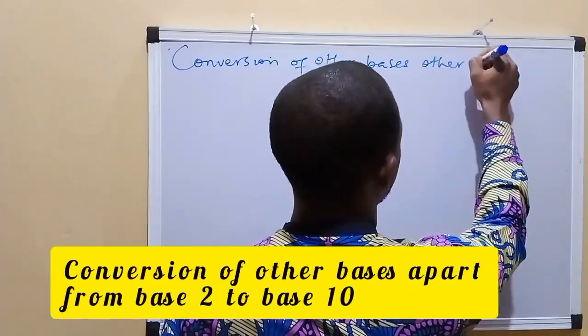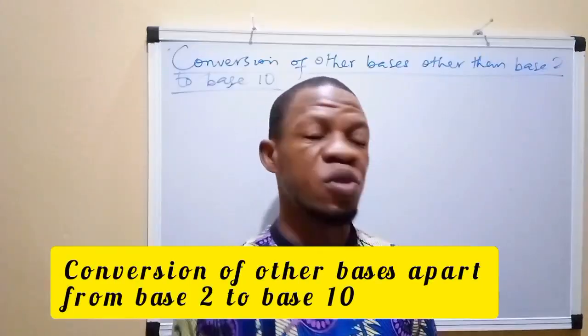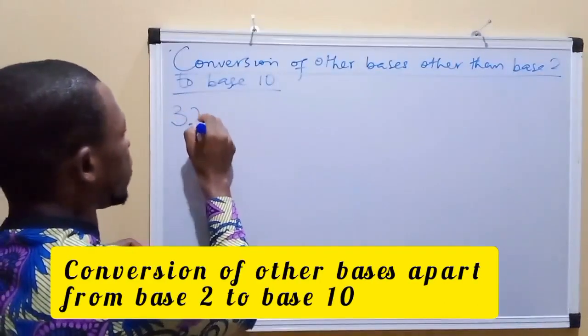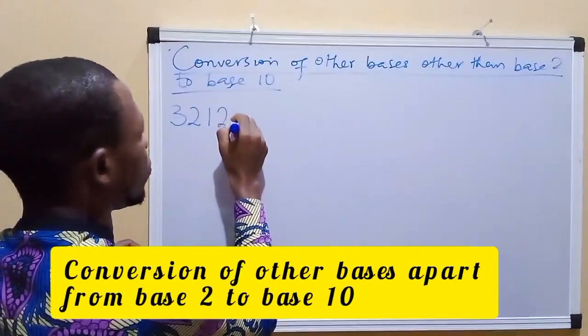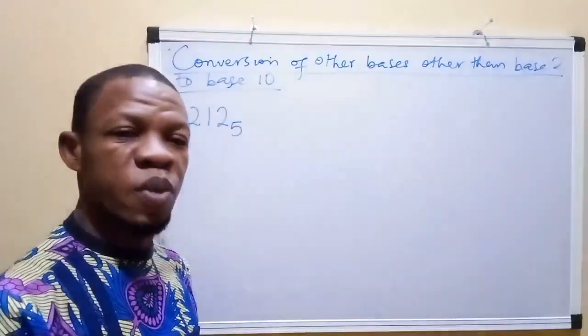Today we are looking at conversion of other bases other than base 2 to base 10. We're going to be taking two examples for today. The first we have is 3212 in base 5. We're going to be changing this number to base 10.